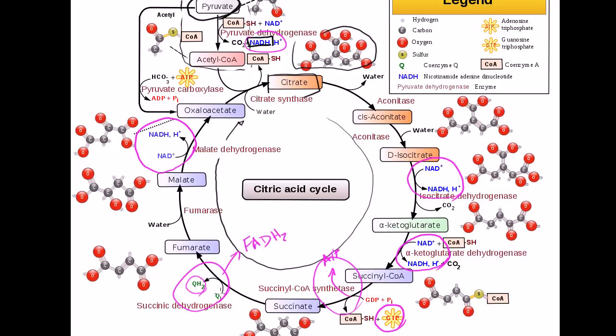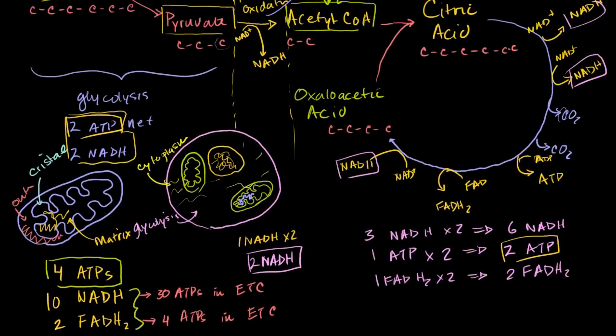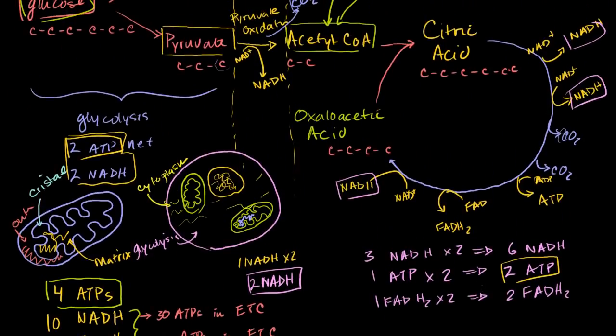FADH2 gets produced. So as promised, for each pyruvate that inputted, remember, so we're going to do it twice. For each pyruvate, we produced 1, 2, 3, 4 NADHs. We produced 1 ATP and 1 FADH2. And that's exactly what we saw up here. I'll see you in the next video.